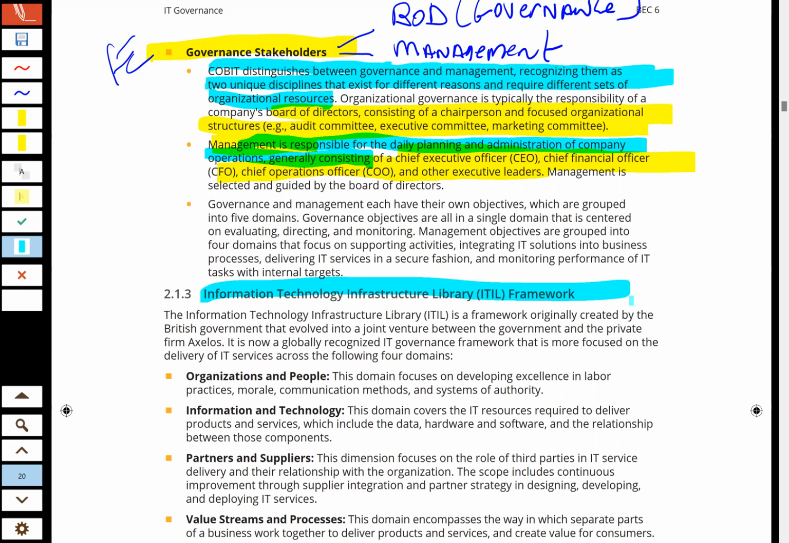Okay. We are going to be talking about, sorry guys, set of material that I want to look at for this one.